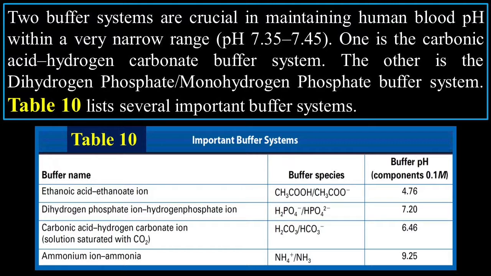Table 10 lists several important buffer systems. You have the acetic acid acetate ion system, and you also have the 2 that we just mentioned, and also the ammonium ion ammonia buffer system. And that concludes the lecture for acid-base chemistry chapter.